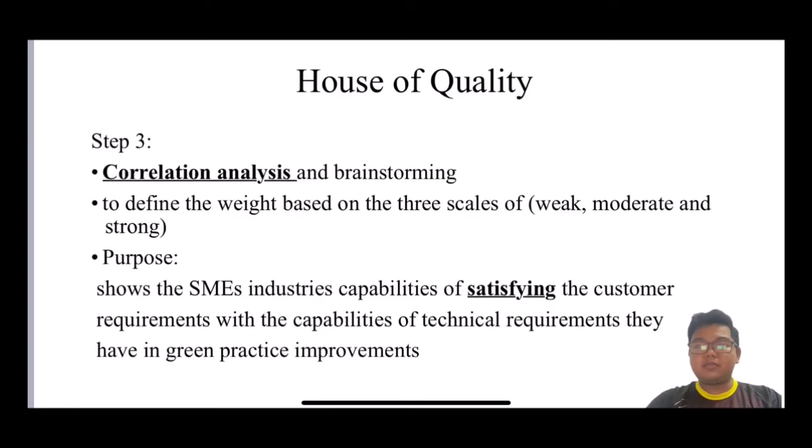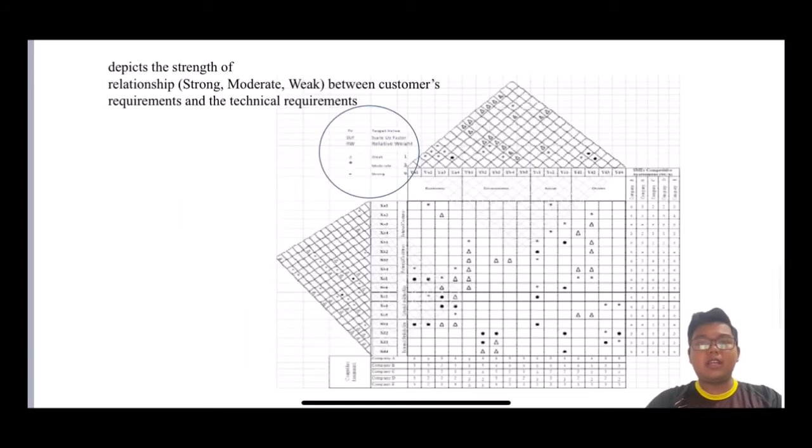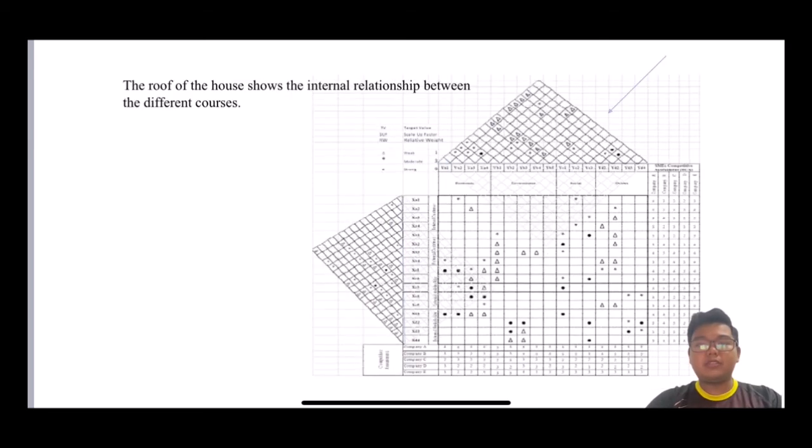Then step 3, correlation analysis and brainstorming, to define the weight based on the 3 scales of weak, moderate, and strong. The purpose of step 3 is to show the SME industry's capabilities of satisfying the customer requirement with the capabilities of technical requirements they have in green practice improvements. Then you can see in the diagram the strength of the relationship between customer requirement and technical requirement. After that, the roof of the house shows the internal relationship between the different costs.